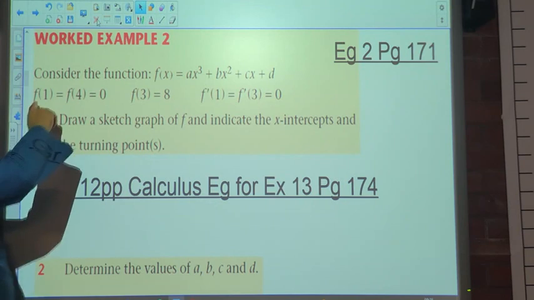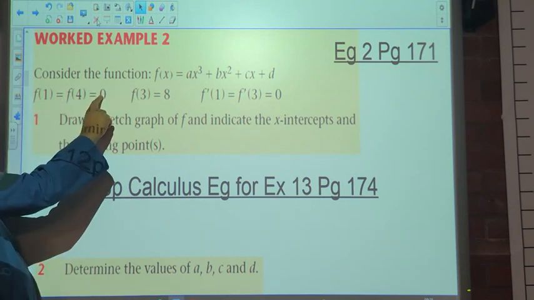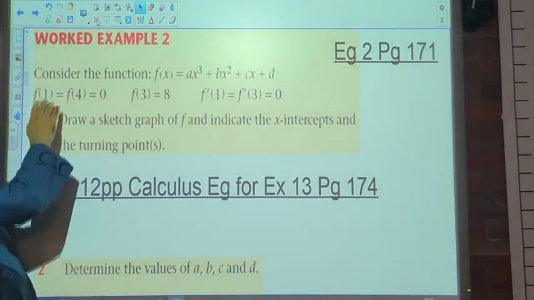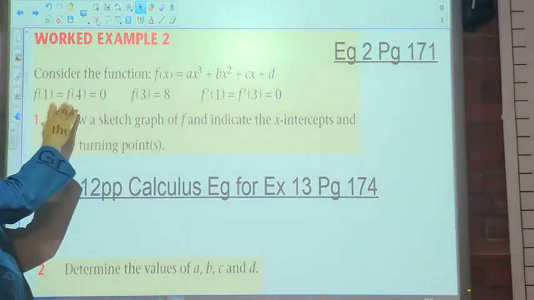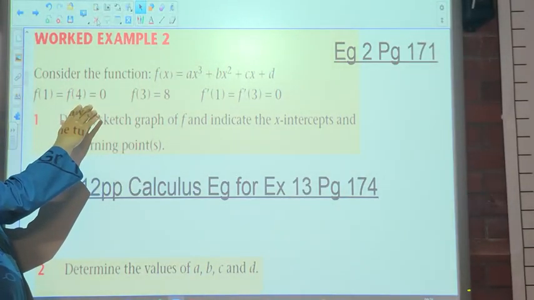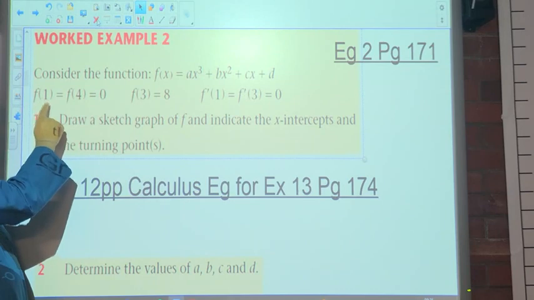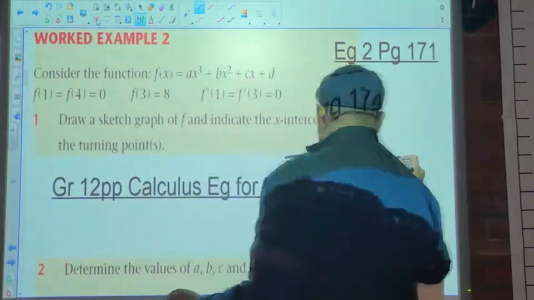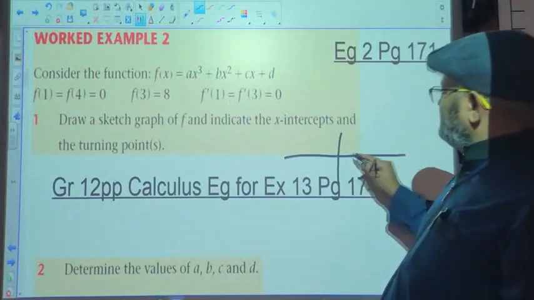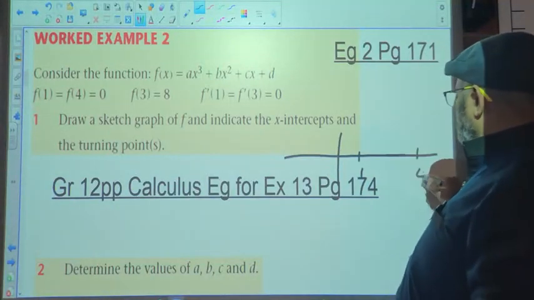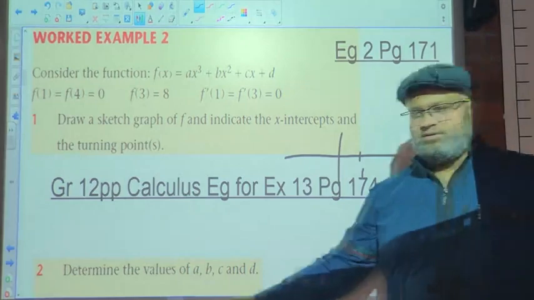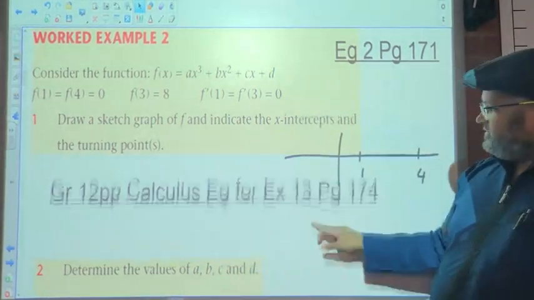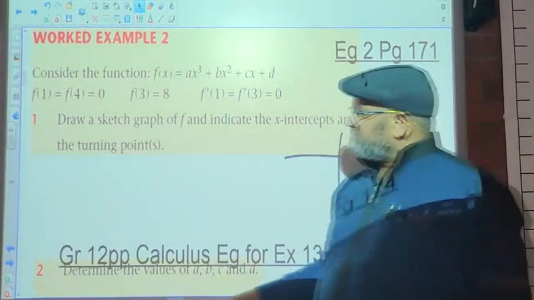If we substitute the x value in, do we get 0? We would say that is a solution, or an x-intercept, not so? So in other words, the graph is going to cut the x-axis at 1 and at 4. You all agree with that? Okay, so these are x-intercepts.